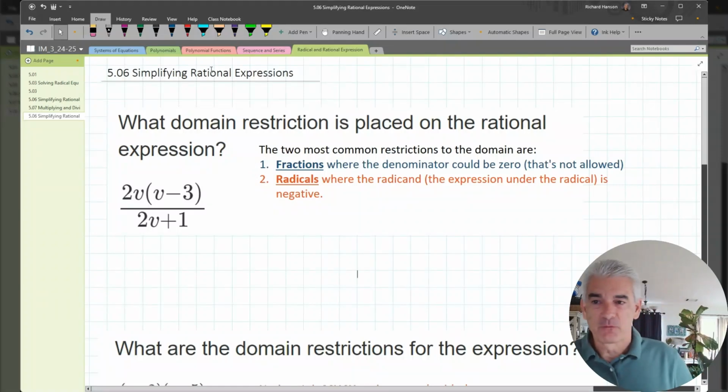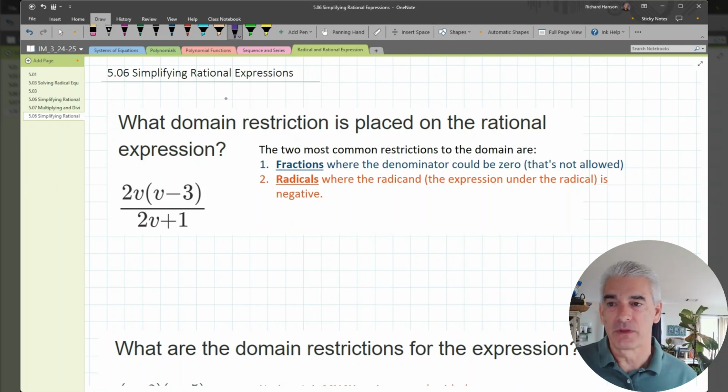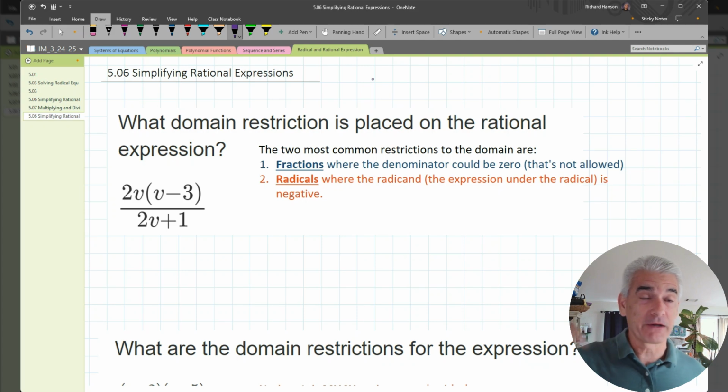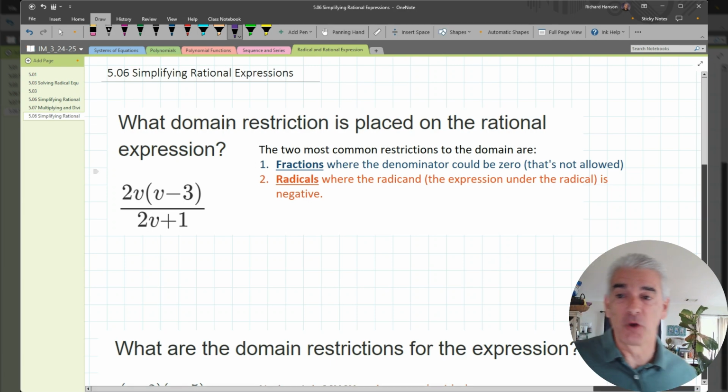All right, so simplifying rational expressions. Rational expressions, reminder, have a root ratio. So these are fractions, and typically the fractions where we have our variable either in the numerator or the denominator, and this causes some issues. One of the things that you're often asked to do is cite the domain restrictions that are placed on a rational expression.